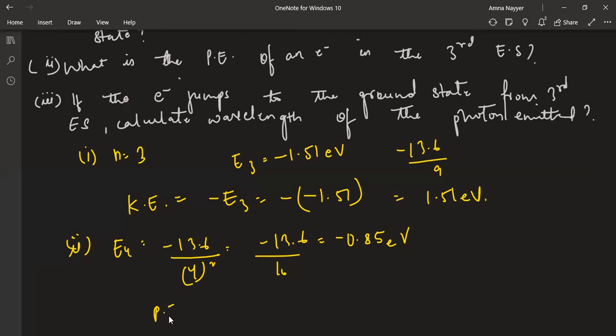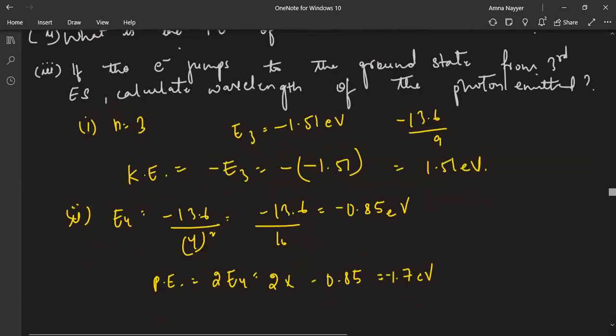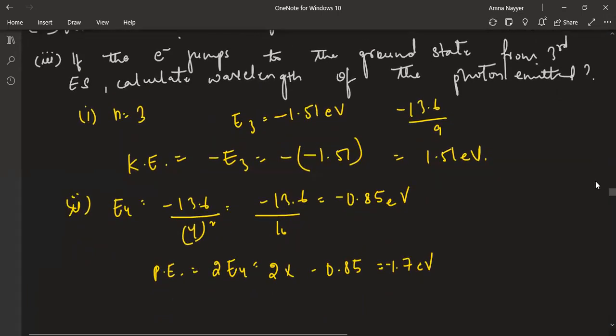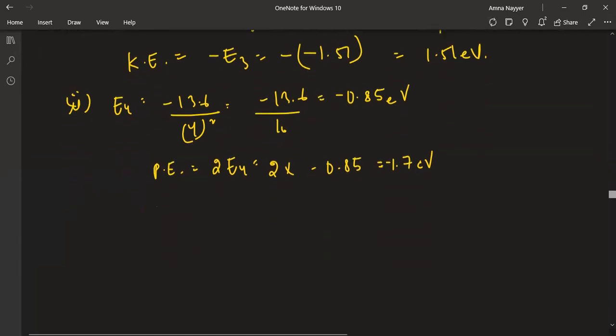So we have to find out potential energy. Potential energy is twice the total energy. So this becomes 2 into E4, that is 2 into minus 0.85, which becomes minus 1.7 electron volt. This will be the answer for the second part. Lastly, if the electron jumps to the ground state from the third excited state, you have to calculate the wavelength of the photon. See, if it is going from third to ground state, no.